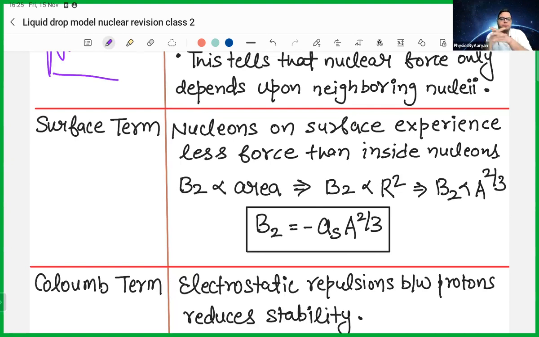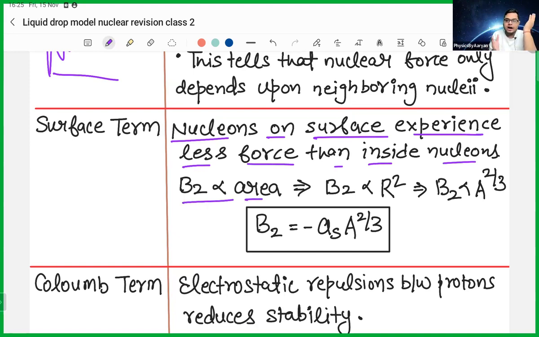Binding energy basically means how tightly you are bound. But the nucleons on the boundaries can very easily escape because they have a smaller amount of force acting on them. It means it will decrease the overall binding energy. That is why we say that nucleons on the surface experience less force than the nucleons inside. So the binding energy will decrease, and how much it decreases depends upon the area. If the area is more, there are more nucleons on the boundaries, and the binding energy will decrease even more.